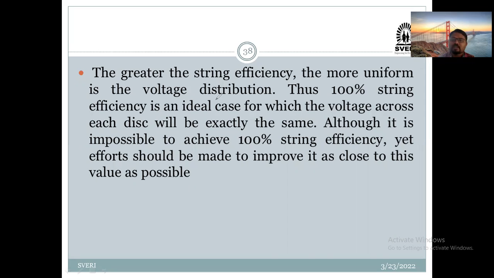Now, if my string efficiency is 100%, what does that indicate? The voltage across each disc will be exactly the same. Another meaning is that the voltage across each disc will be the same. But practically this is not possible. Why? Because there is shunt capacitance present, and due to that the voltage across each disc will be different. We can understand this here only.